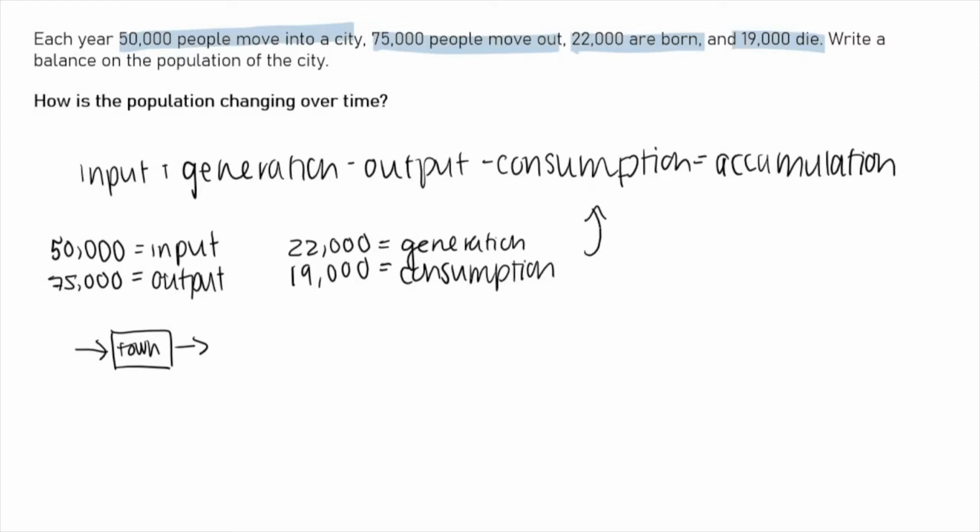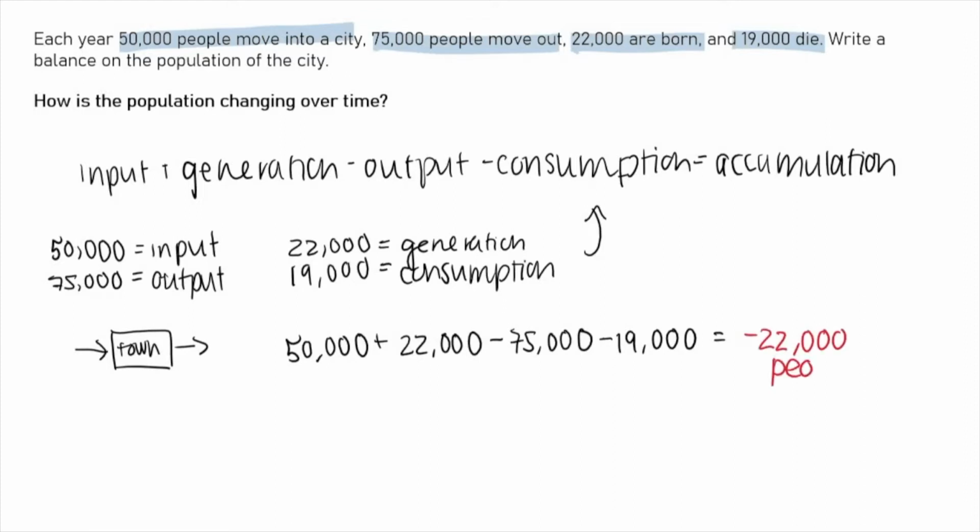Once we have all of our variables defined, we can plug them into this main equation. So overall, if you plug everything in, you get 50,000 plus 22,000 minus 75,000 minus 19,000 equals negative 22,000 people per year. And if you remember our definition of steady state, this is not steady state because it is changing over time.